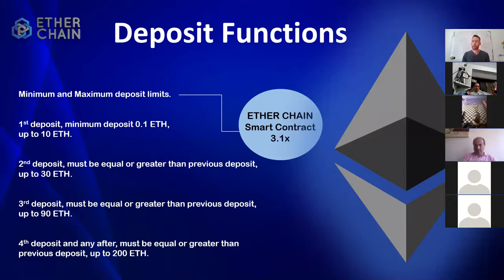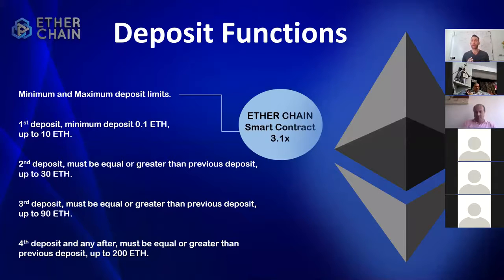Now, your second deposit, once you have received the full 310 limit, you can make a new deposit. This deposit must be equal or greater than the previous. So let's say that you deposited 0.5 Ethereum. Now, your minimum limit, the second deposit, will be 0.5 Ethereum, but you can deposit all the way up to 30. Now, the third deposit must be equal or greater than the previous, up to 90 Ethereum.